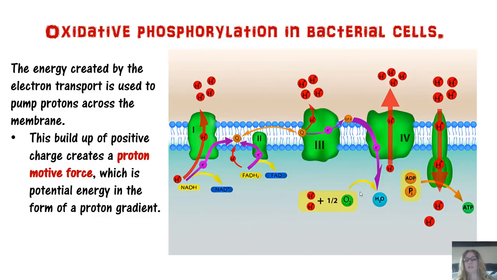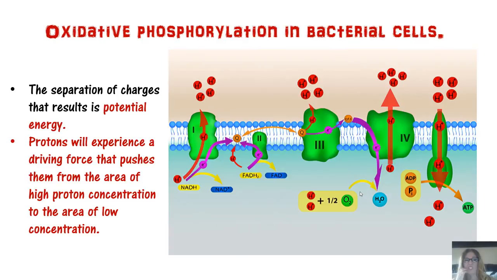All right, so this is the electron transport chain, and we're zooming in. The energy created by the electron transport chain is used to pump protons across the membrane. The buildup of the positive charge creates a proton motive force, which is the potential energy in the form of a proton gradient. Okay, so we're splitting up the positive and negative charges. I'm going to have this buildup of positive charge in the periplasmic space of our prokaryotic cell. That's going to be building up a proton motive force that can be used.